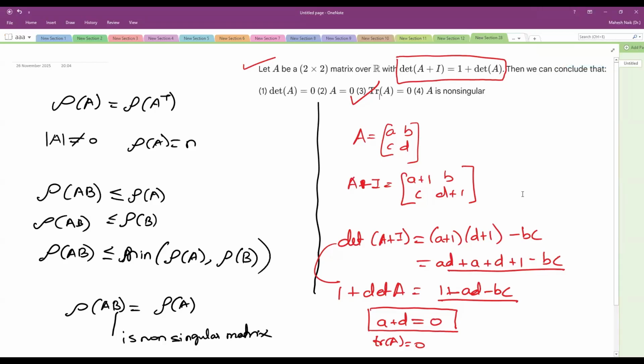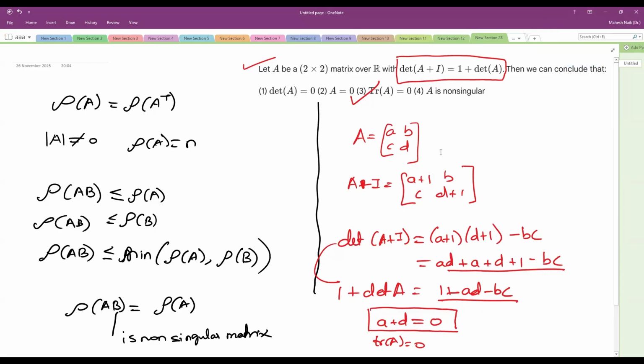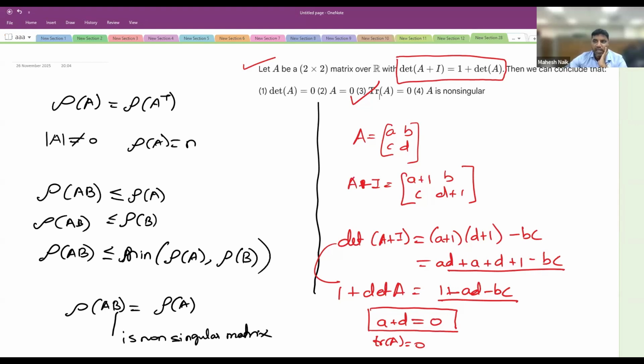But what you did is you took a very specific example for discarding an option. So in this case, we should ideally go for a general thing. When I talk about A equal to [a b; c d], this is applicable to all the matrices. For discarding, you can take that example.